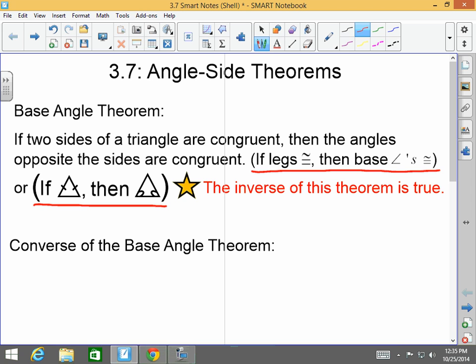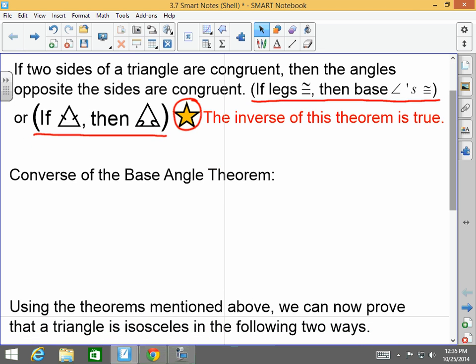Please notice that the inverse of this theorem is also true. In other words, remember that the inverse negates the conditional. So the inverse would be if two sides of a triangle are not congruent, then the angles opposite those sides are not congruent.